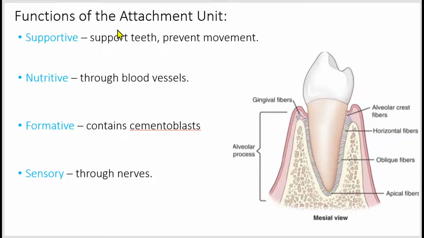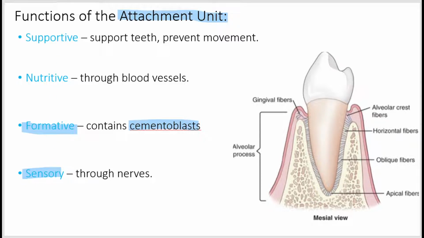From what we've talked about, the attachment unit has a lot of functions. Supportive, it supports the tooth and prevents the movement. Nutritive, because of the blood supply in the bone and in the gums, right? Formative, it helps with the cementoblasts, and these are the cells that form the cementum, and sometimes also help build up a little bit of parts here and there. And sensory, because of the nerves. So these are the different functions of these units.